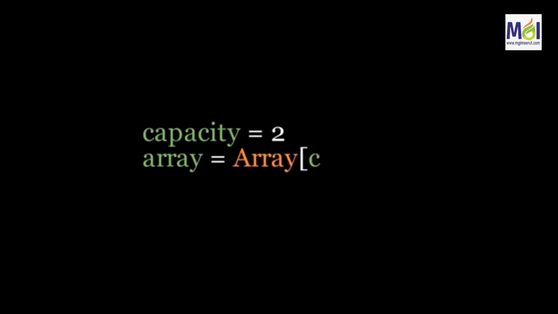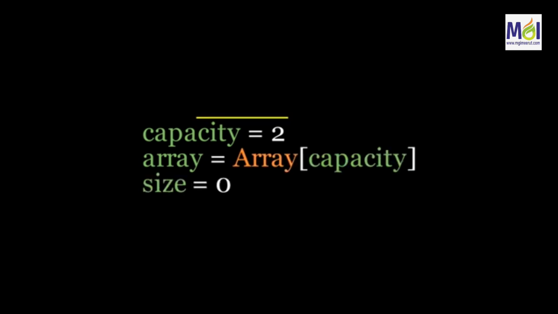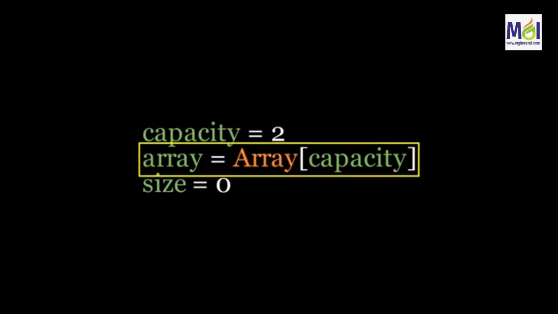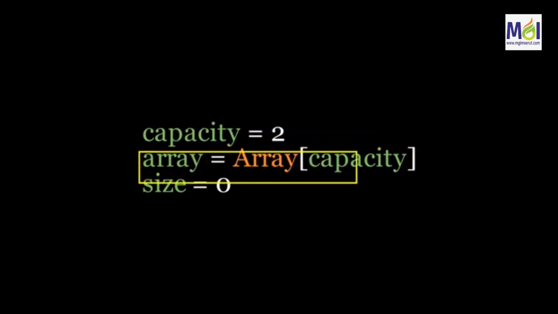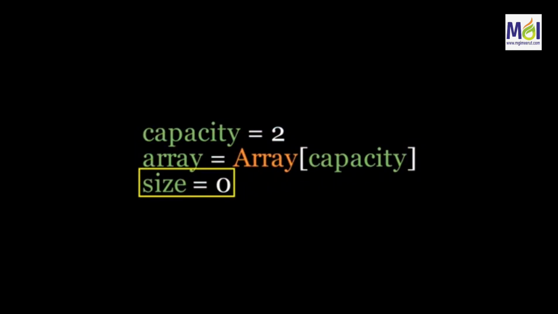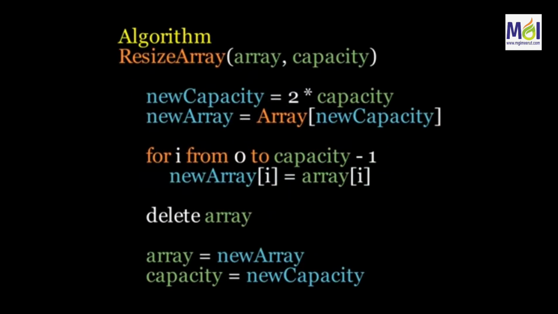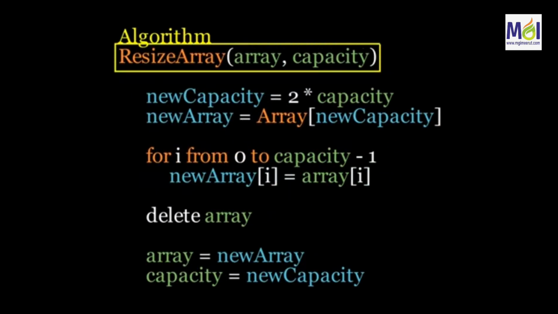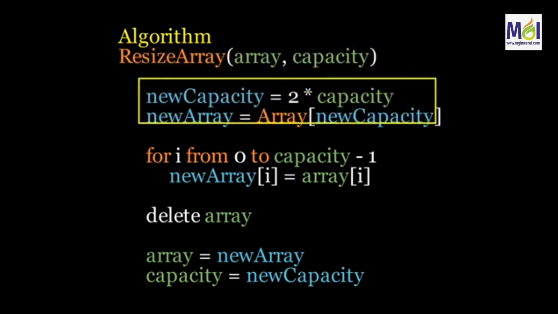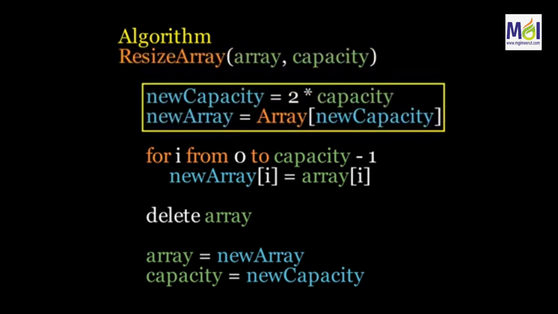Now let's see the pseudocode for this dynamic array resizing. First, we start by initializing the array with a capacity of 2 in our example and setting the size to 0, which will increase as new elements are inserted. Now the resizing function takes the current array and its capacity as input parameters. First, it calculates a new capacity, which is twice the size of the older one.